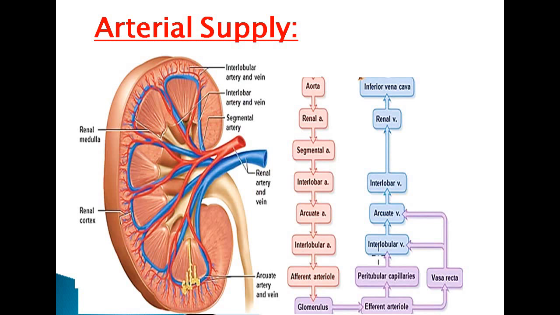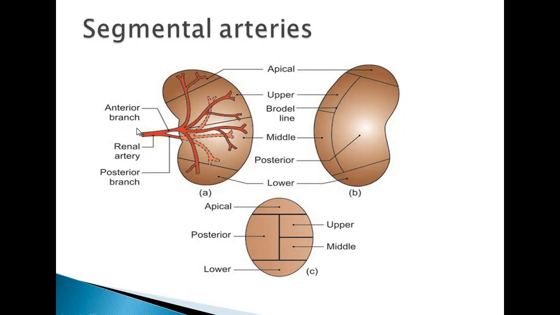Next, we will see the arterial supply of the kidney. Both the kidneys are supplied by the renal artery, which are directly the lateral branches of the abdominal aorta given at the L2 level. At or near the hilum, the renal artery divides into two branches, the anterior branch and the posterior branch. See here, the anterior branch, and this one is the posterior branch.